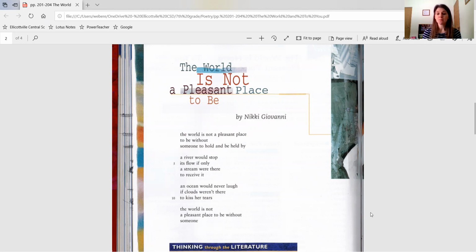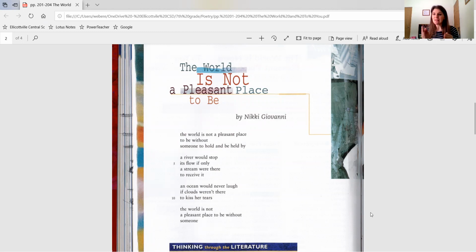The world is not a pleasant place to be without someone to hold and be held by. A river would stop its flow if only a stream were there to receive it. An ocean would never laugh if clouds were there to kiss her tears. The world is not a pleasant place to be without someone.